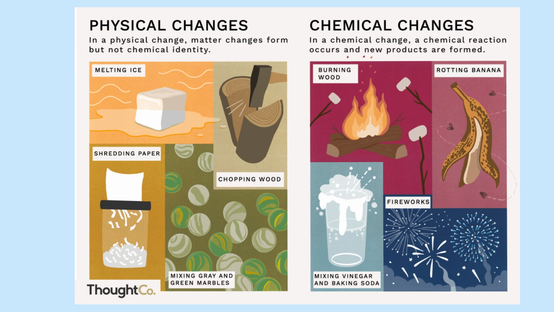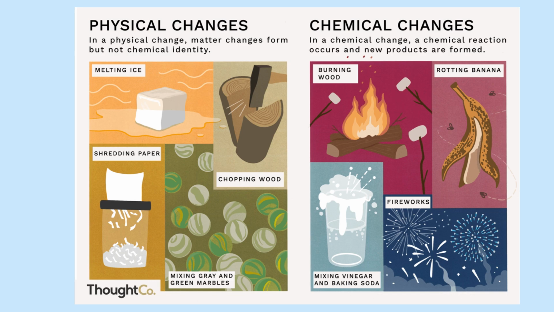As discussed, in a physical change, the matter changes its form, but not its chemical identity. For example, melting ice turns from frozen water to liquid water, but stays water. Chopped wood changes from a full log of wood to smaller pieces of wood, but again, still wood. Shredded paper changes from a full piece of paper to smaller pieces of paper scraps, but you guessed it, both are still paper. Can you use this reasoning for an example of mixing gray and green marbles?